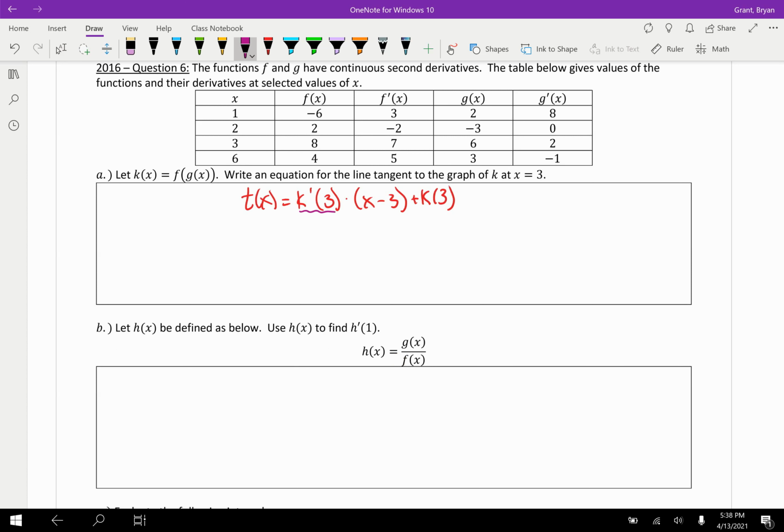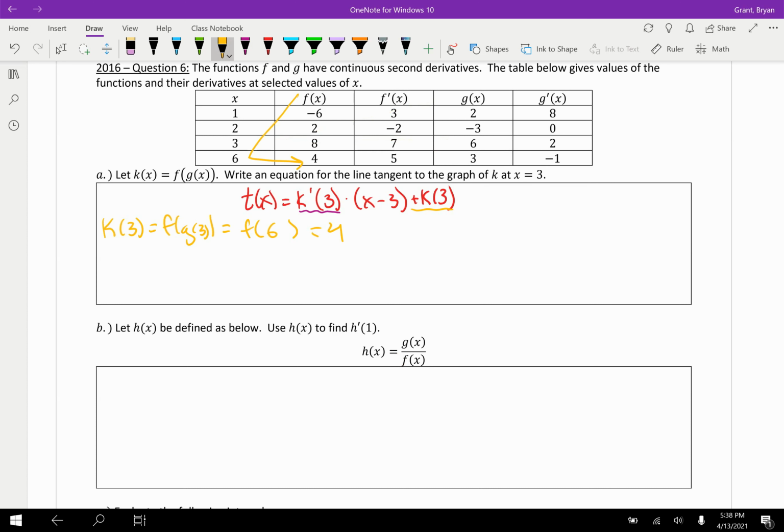Alright, I guess we should probably start with k of 3, a little bit easier, right? So k of 3 is f of g of 3. Let's see, g of 3 is 6, very nice. And then f of 6 is 4, awesome.